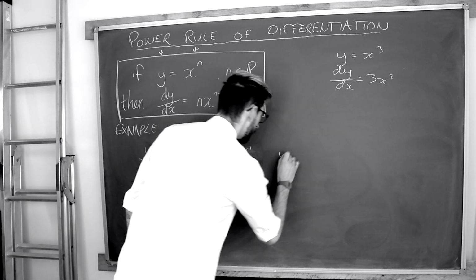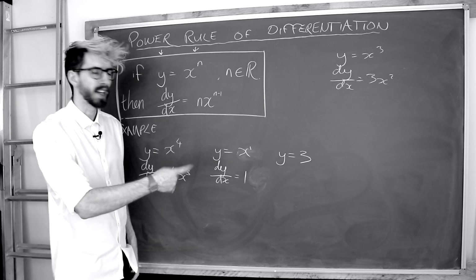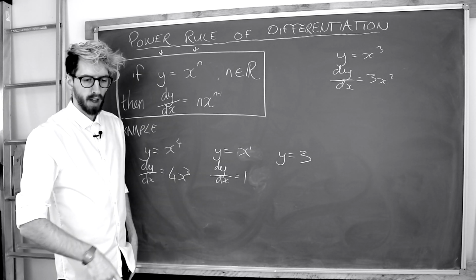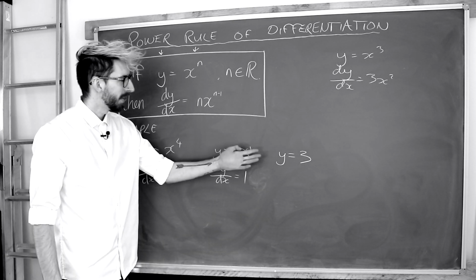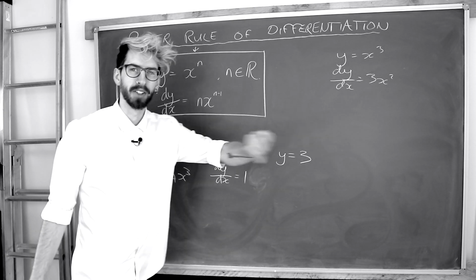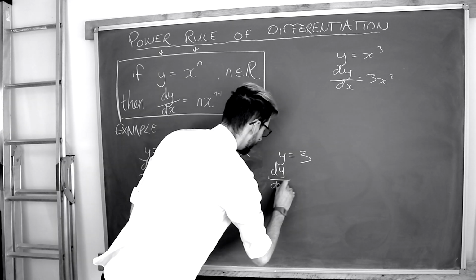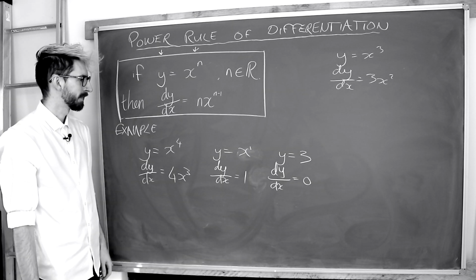Let's do one more. Y equals 3. Well, that's like y equals 3 times x to the power of 0. Or you could just say that's a straight line. It's just a horizontal straight line. It has no gradient. Yeah, that's fine.